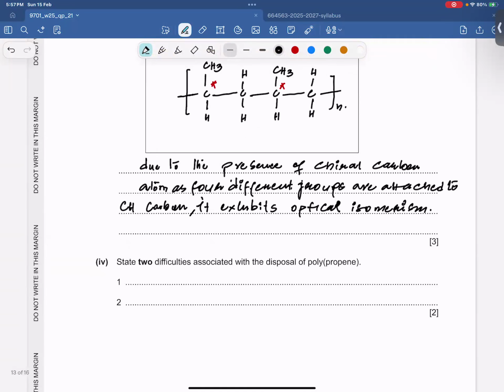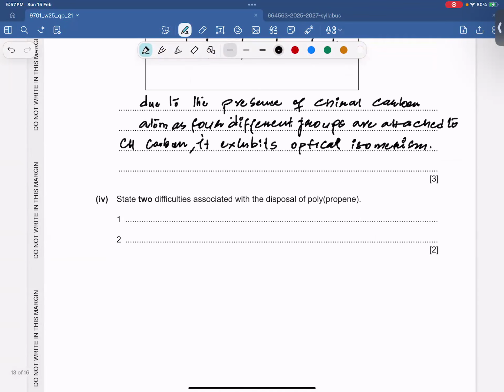Okay. State two difficulties associated with the disposal of polypropene. Number one, all addition polymers are non-biodegradable. And second thing, on combustion, they will produce harmful gases.